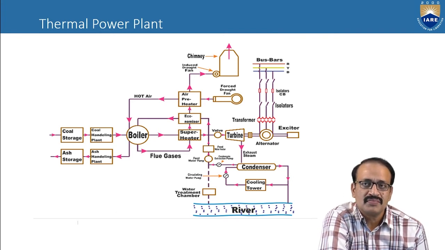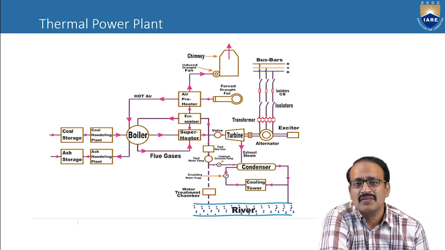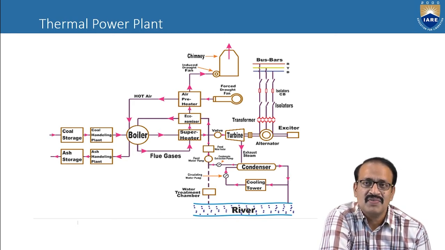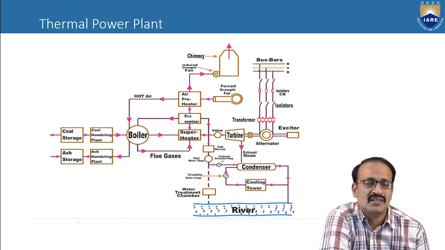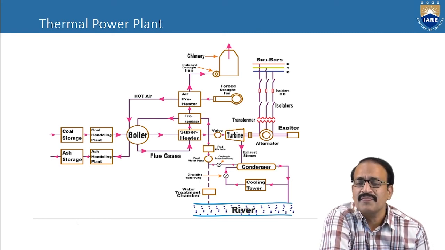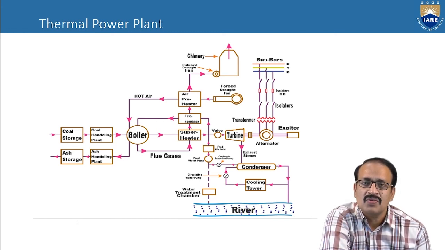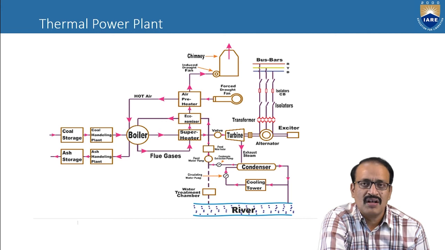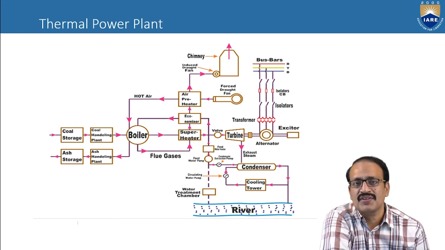And the steam which has gone through the turbine, the exhaust steam, is condensed and reused, or sometimes it is sent to the river. So all these units we can represent in a single diagram with the help of the line diagram, and we can understand its operation.